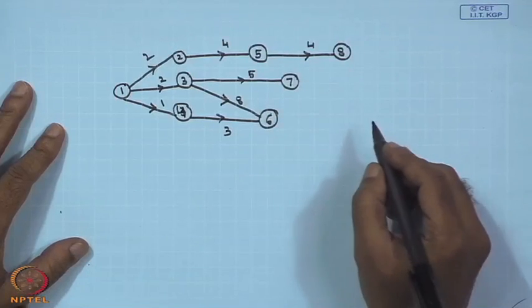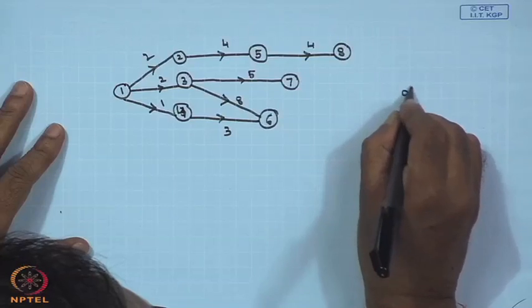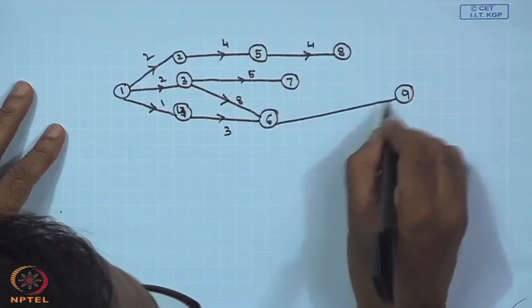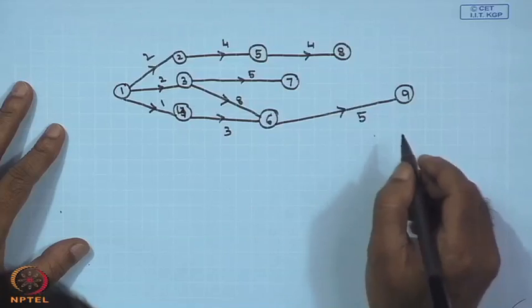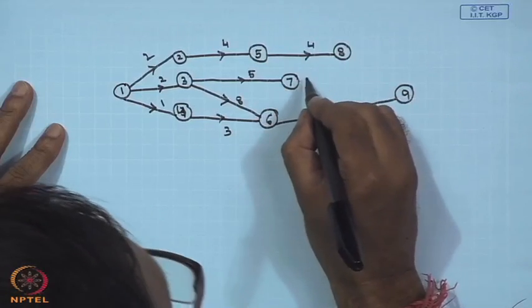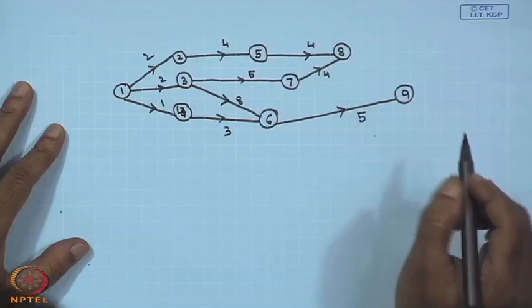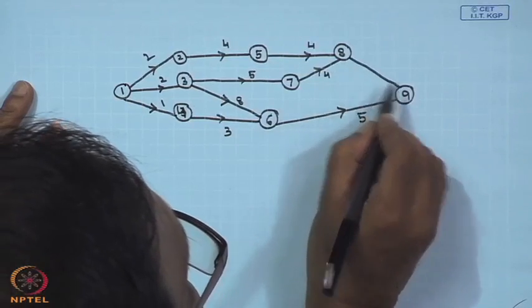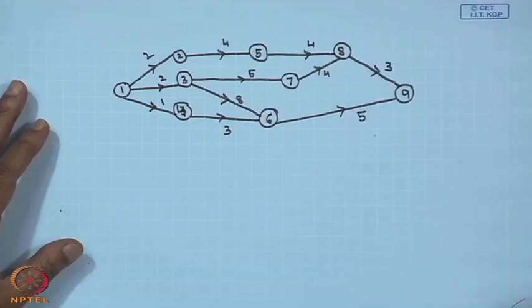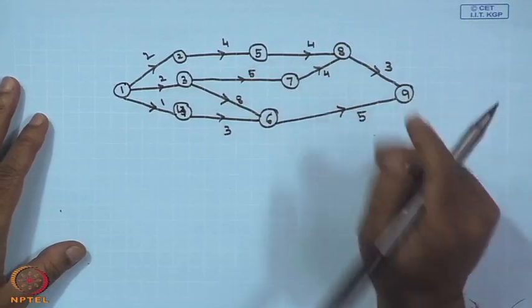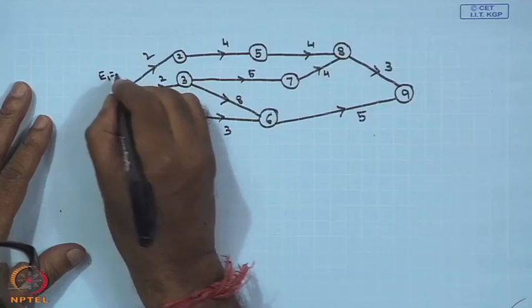After 5 8 you have 6 9. So, from 6 it will go to 9, and the 6 9 duration is 5. Then you have 7 8, and 7 8 is this one, time duration is 4. The last one is 8 to 9 and the time duration is 3. So, we are drawing the network diagram.